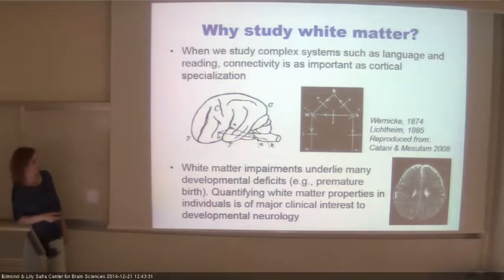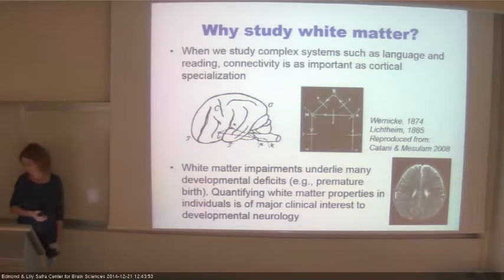And this has been acknowledged as early as in Wernicke's and Lichtheim's days. Both acknowledge very clearly that we need to study connectivity. We need to model connectivity between brain areas in the goal of modeling language. Later on, Desjardins had similar ideas for reading.